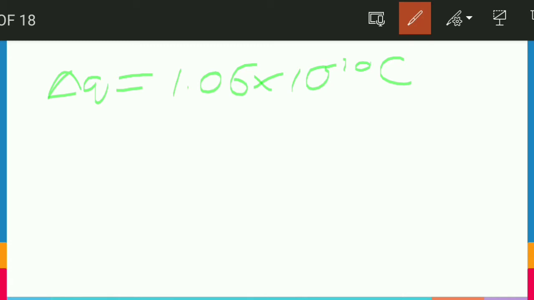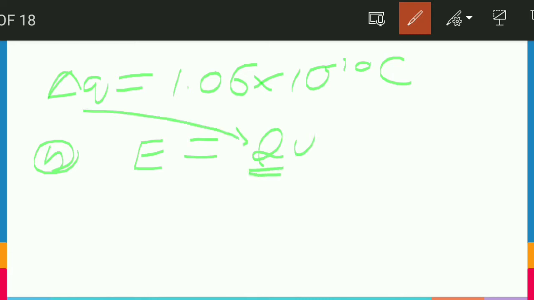What we have got is delta Q equals 1.06 into 10^-20 coulomb. This was the value of delta Q. Now our second part was asking about the energy absorbed by the battery. This is also an easy part. E equals Q times V, where Q is the charge that has flown through the battery, and V is its potential. Putting the values, we get 12.72 into 10^-20 joules. This is the energy absorbed by the battery.